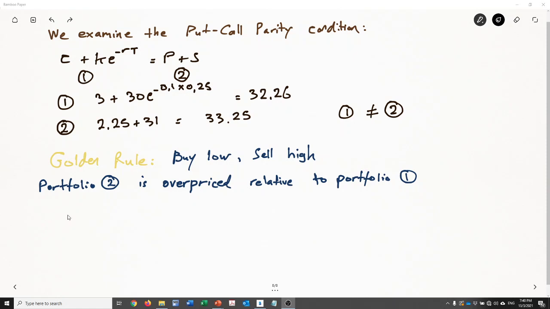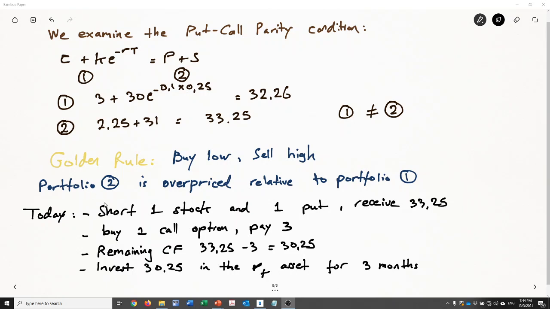Okay. In the example we are dealing with, portfolio 2 is overpriced relative to portfolio 1. So which one should we sell and which one should we buy? Obviously, we sell portfolio 2 and we use the proceeds to buy portfolio 1. How can we do this? Let's see.